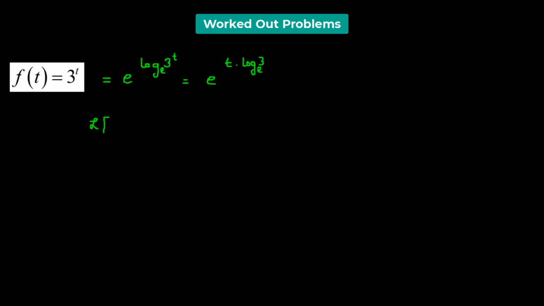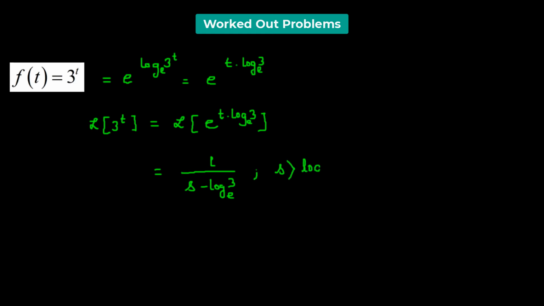So the Laplace transform of 3 raised to the power of t will be equal to the Laplace transform of e raised to the power of t times log of 3 to the base e, which will give us 1 over s minus log of 3 to the base e. This is the required Laplace transform, and this transform is going to exist for s greater than log of 3 to the base of e. Let us do another problem.